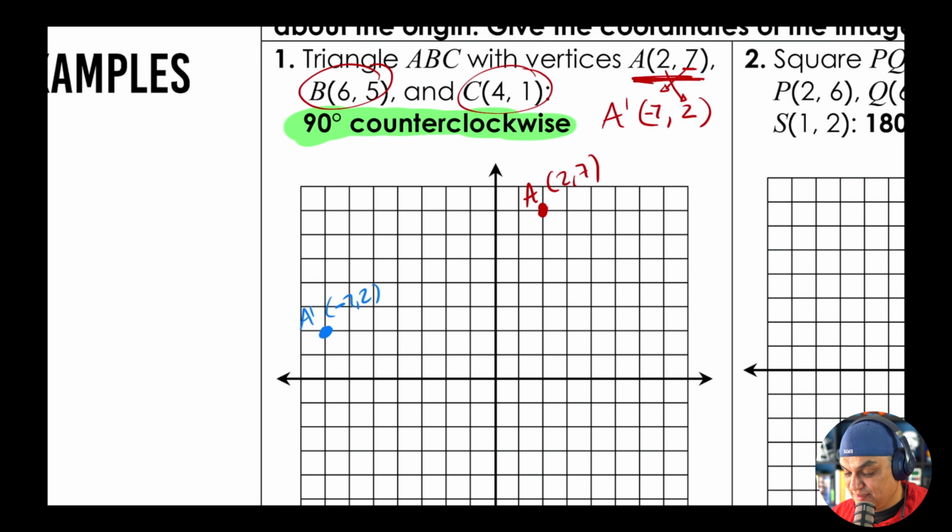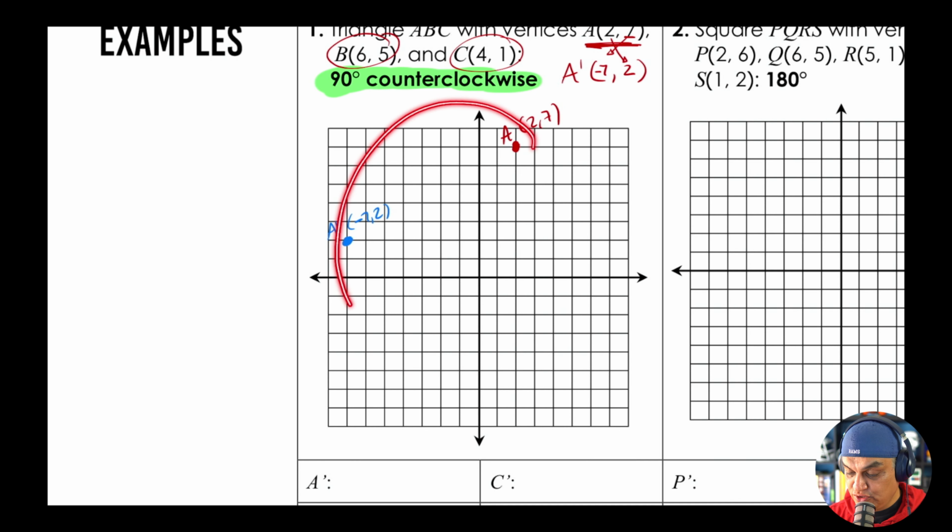Very good. Someone's paying attention. And it makes sense. When you're rotating 90 degrees, it should go from one quadrant to the next quadrant. It should not go 2 quadrants, right? 90 degrees means it should only go into the next quadrant. 180 degrees means it should go 2 quadrants away. 270 means it should go 3 quadrants away. So if you're going 90 and it's over here, you did something wrong. Okay, does that make sense?